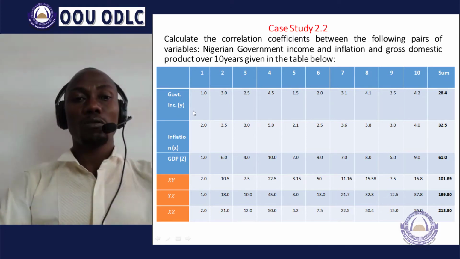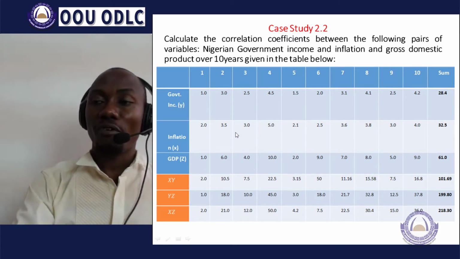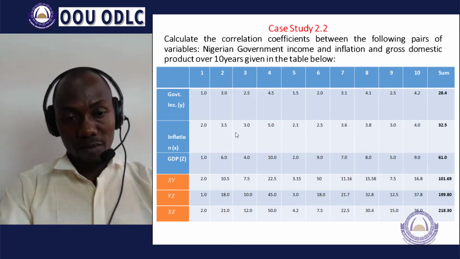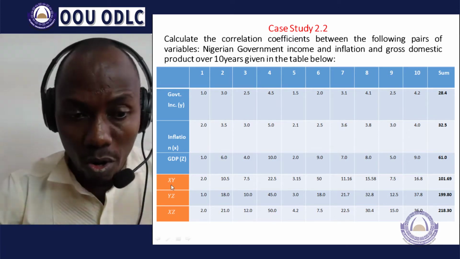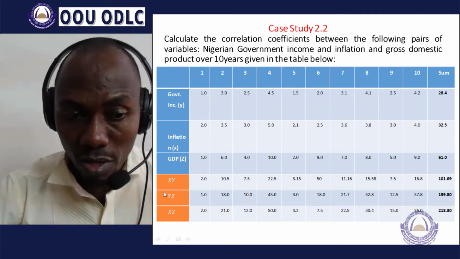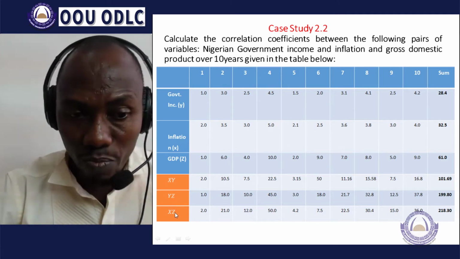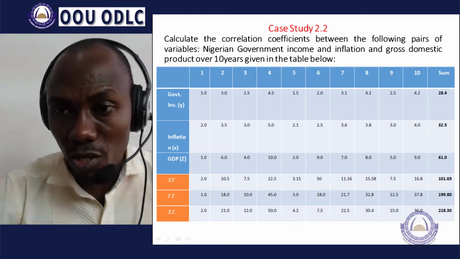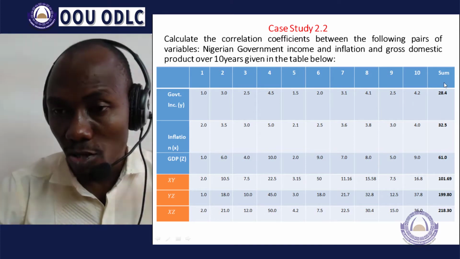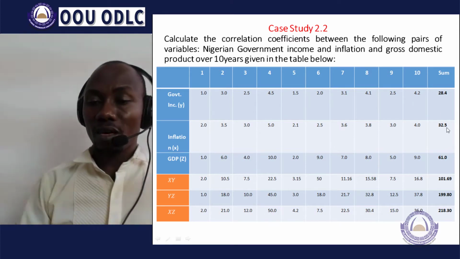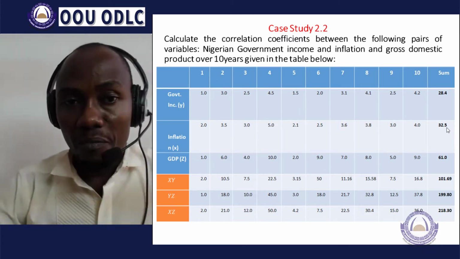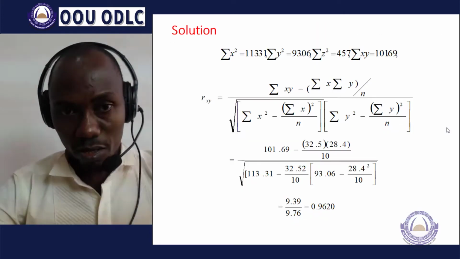Placing special attention on Y and X to compute the Pearson's product moment correlation coefficient, we need to obtain new rows here for the product of X and Y, the product of Y and Z, and the product of X and Z, and the total is presented in the last column, titled sum. So we then move ahead to substitute these summations into the formula of Pearson's product moment correlation coefficient.